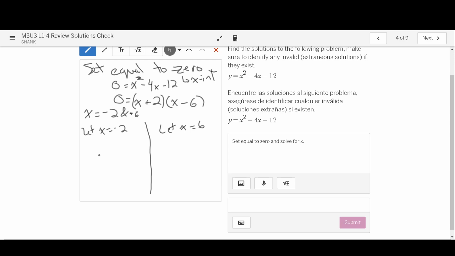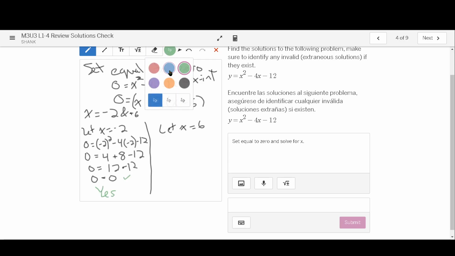And so we're going to plug it into our original equation. Is this equal to 0? So we have -2 squared minus 4 times -2 minus 12. So this is going to be 0 equals 4 plus 8 minus 12. And we can say that 12 minus 12 is actually 0. Since 0 equals 0, this one's a yes. Make sure that's an equal sign in between these two.